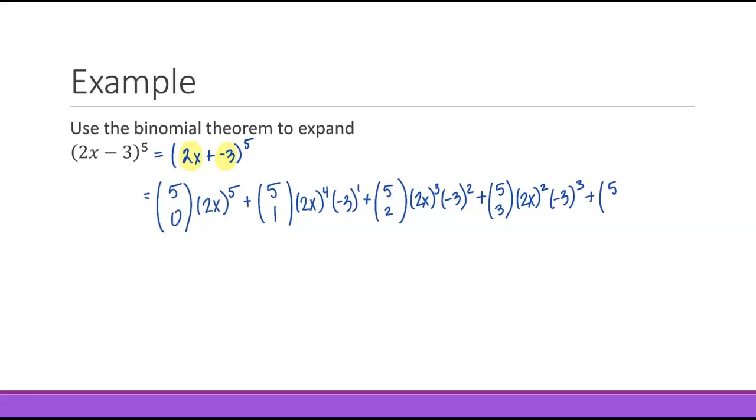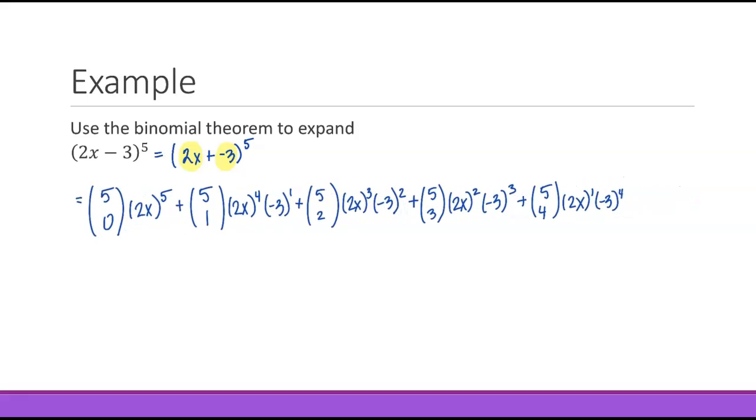Then we have 5 choose 4. We have 2x to the 1st, and then -3 to the 4th. I need even more space. And then finally we have plus 5 choose 5. We have just -3 to the 5th. So we're not going to have any more of the first piece, the 2x part, in the last term. And we know to stop because we've reached n choose n, the same number choose the same number.